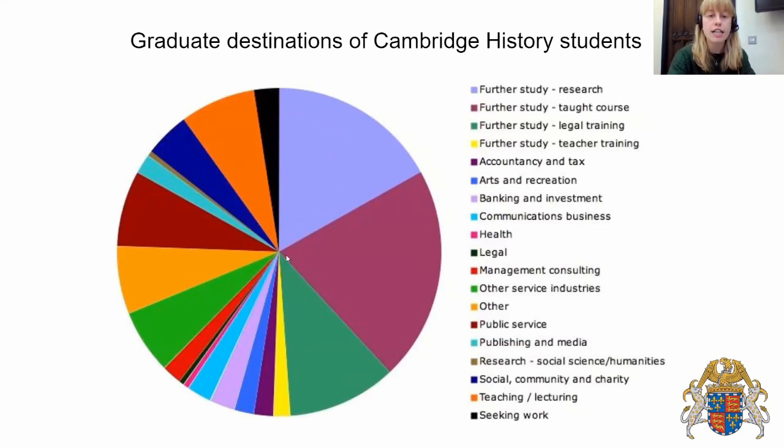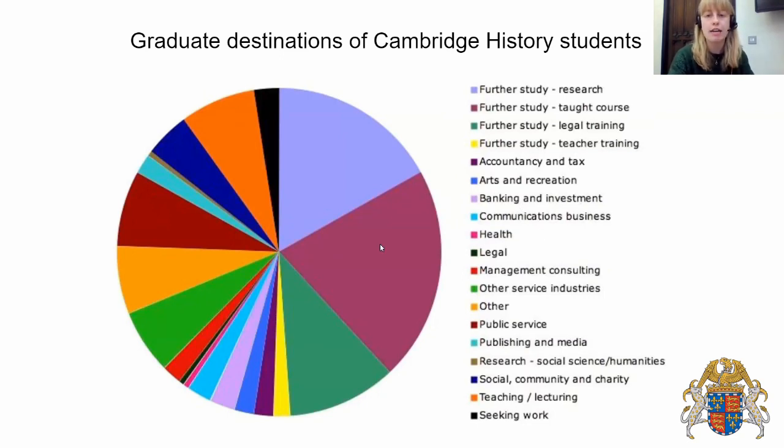And then we have here the green wedge at the bottom right, which is what I was talking about before with the law conversion course, the law graduate training courses. So we have a considerable portion of students who've studied history who go on to do law training qualifications. And then you also have a whole range of other careers, other sectors and other industries, from things like working in the arts and recreation sectors, communications, media, publishing, banking and investment, lots of different ones.